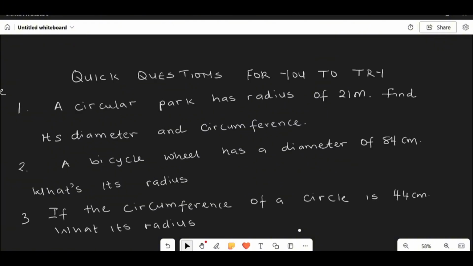These are the quick questions for you to try. Recap: radius, line from center to edge. Diameter, twice the radius. Circumference, distance around, given by C equal to 2 pi r or C equal to pi d. In the next video, we move on to the parts of a circle like chords, arcs, sectors, and tangents.